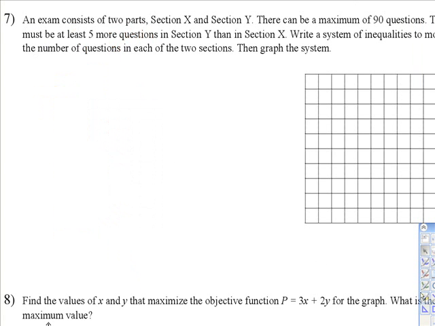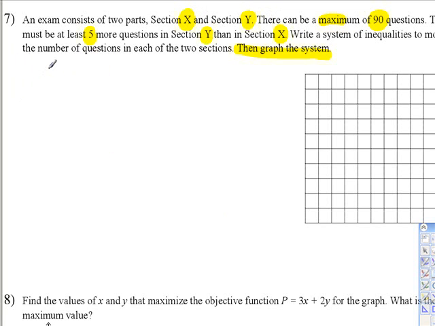Number 7 gives us an exam consisting of two parts, a section X and a section Y. Those are nice labels. There can be a maximum of 90 questions. There must be at least 5 more questions in Y than in X. And we're asked to write a system of inequalities to model the number of questions in each of the two sections and then graph that system. So the first thing we need to do is start coming up with some inequalities. I'm going to let X equal the number of questions in section X, Y equal the number of questions in section Y. The part where it says there's a maximum of 90 questions, what's a good inequality for that?